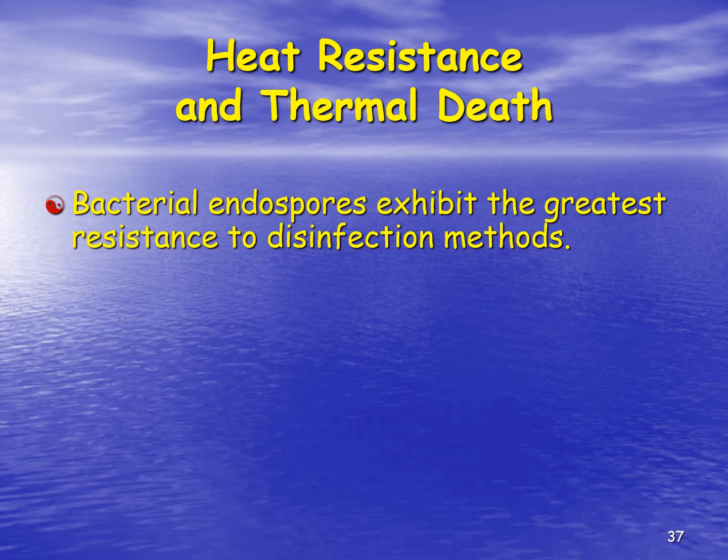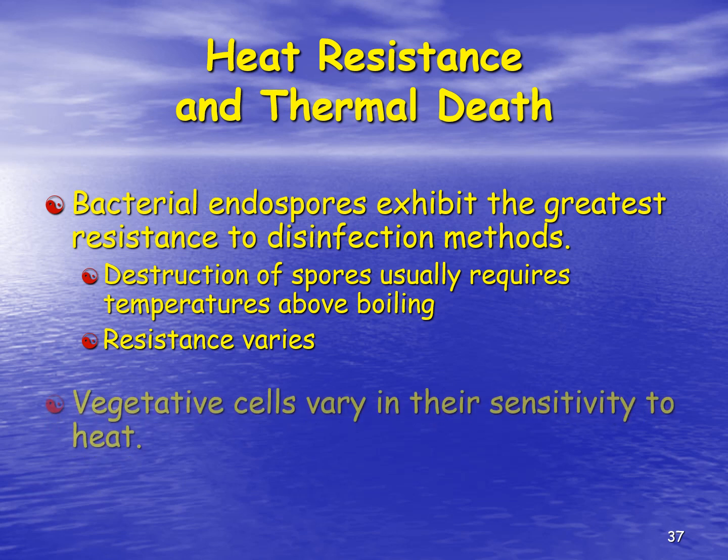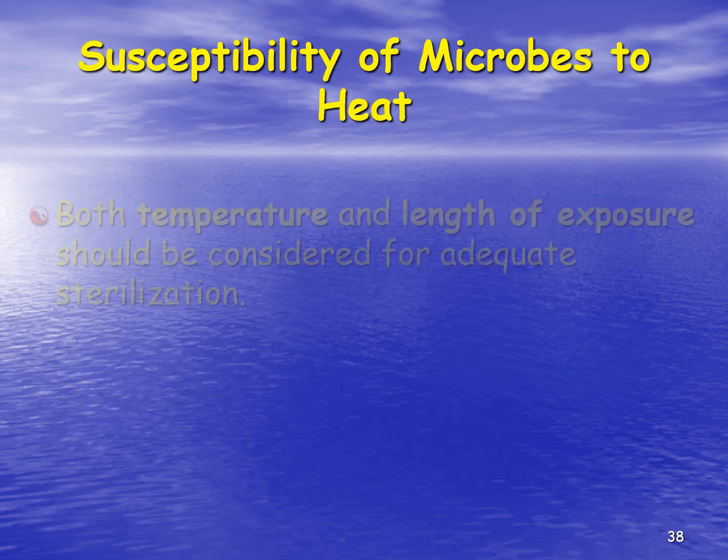Bacterial endospores actually exhibit the greatest resistance of all of the living structures to disinfection methods. The only thing that's worse is going to be the prions. And so destruction of the spore usually requires temperatures above 100 degrees Celsius or boiling. Resistance will vary, however, among the bacterial endospores. Vegetative cells also vary in their sensitivity to heat. Remember, some of the bacteria actually are facultative thermophiles. They can withstand a little bit of heat without actually dying.